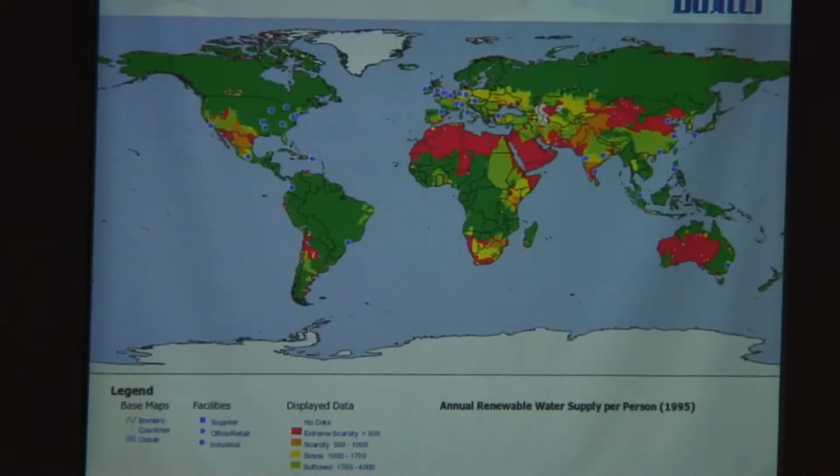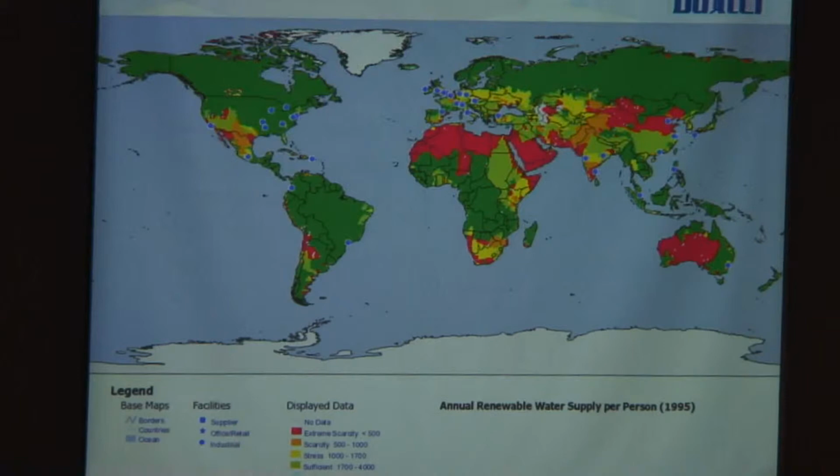As you can see here, here's a small layout of Baxter's operations. If you're looking at the blue circles, stars, or squares, you either see industrial facilities, suppliers, and office spaces. In the green areas, pretty much that means water is abundant, and if you look toward the Midwest, that's where you live, it's pretty well off, but then again, this was taken in '95, so things may have changed.